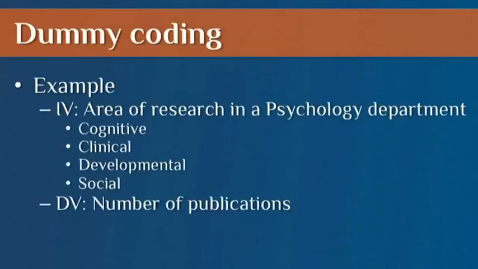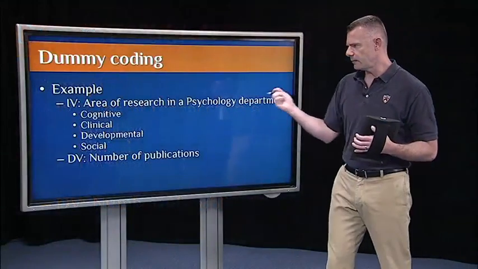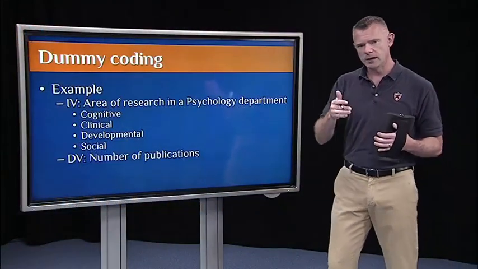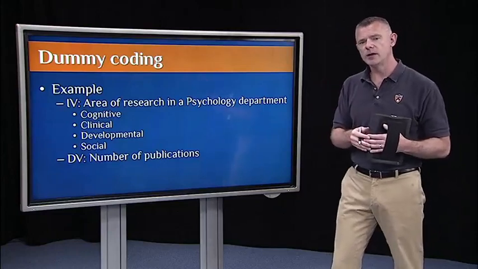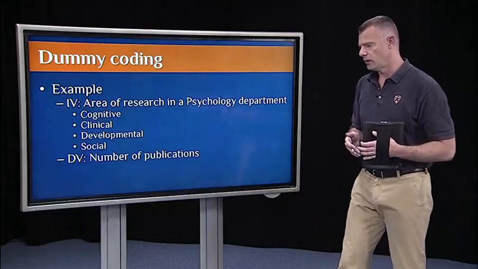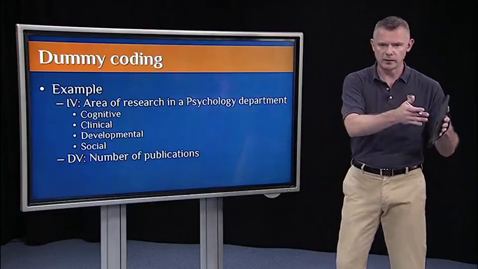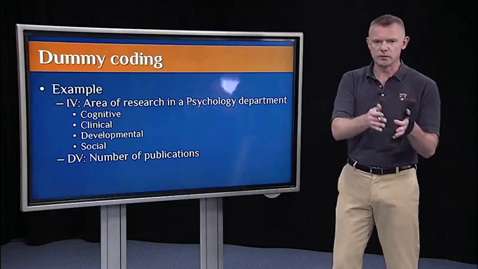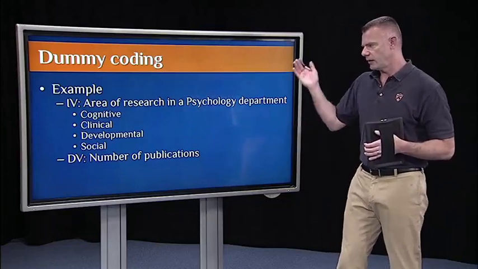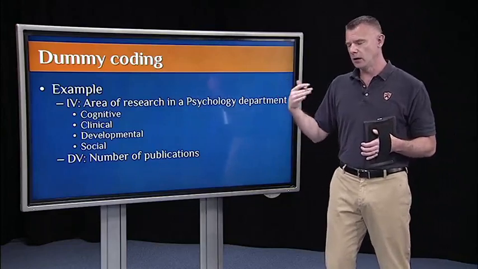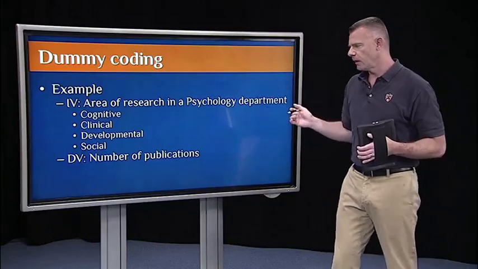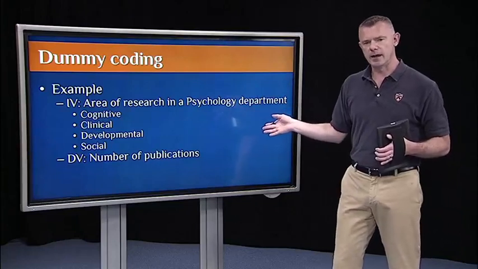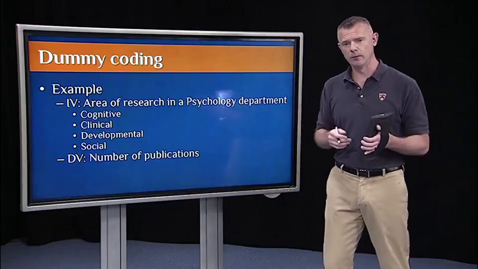So I'm going to use an example here, sticking with this faculty salary example. Imagine that we had a categorical predictor that we wanted to add into that analysis, and imagine that that categorical predictor is what area of research a psychology professor engages in. Typical psychology departments have some cognitive psychologists, some clinical psychologists, some social psychologists, and so on. So imagine I can just code each professor according to one of these areas or groups, and then look at the number of publications that they have. That's my dependent variable or outcome variable in this example.